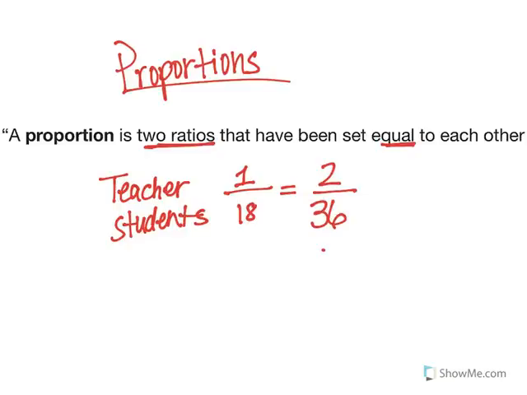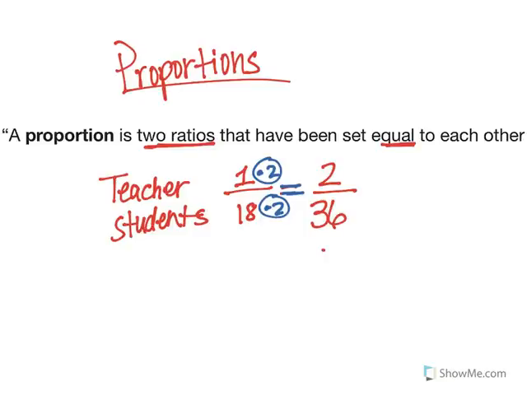So I'm going to show you two ways. I'm going to show you using scale factor. How do I get from 1 to 2? It's 1 times 2. What you do to the top, you must do to the bottom. 18 times 2 is 36. So it's actually equal. They're two equal ratios.